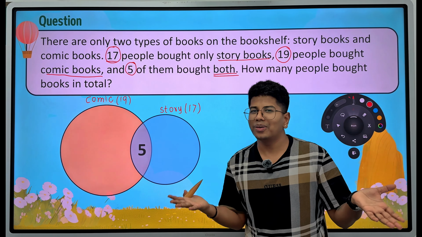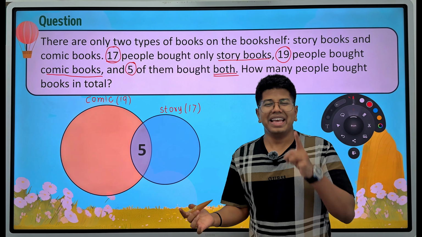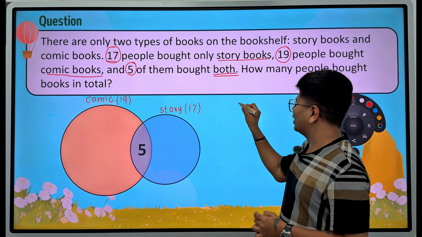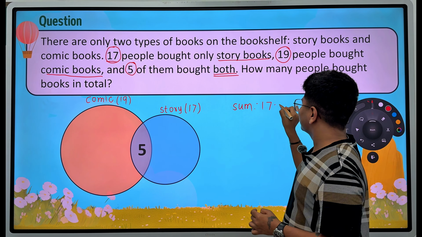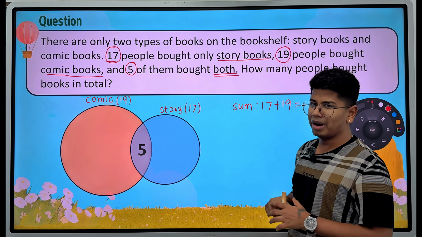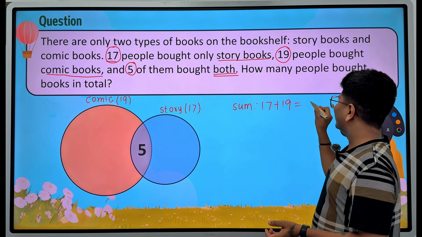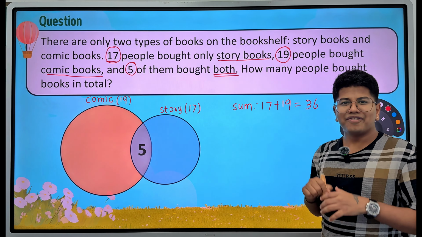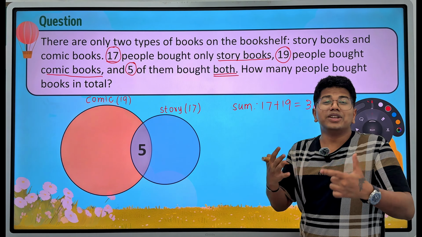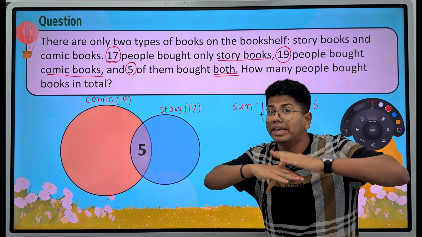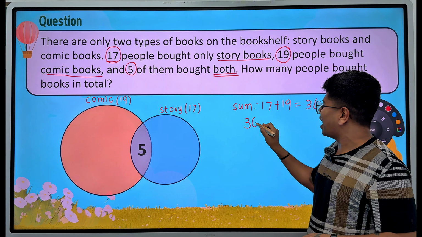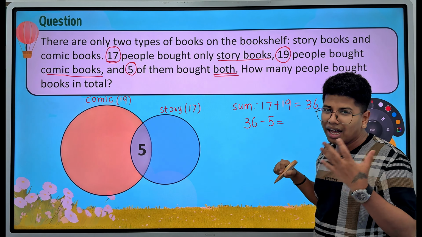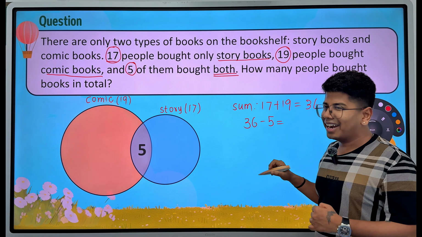Now how to calculate the total, what should we do first? Yes, first find out the sum. So here to find out the sum, that is nothing but 17 plus 19. And if I add both these numbers, what is the answer? Perfect, 36. And from the sum, what do we remove? Yeah, we need to remove the overlap part because how many times is it counted? 2 times. So 36 minus 5. And if we remove, what is the answer? 31. So here that gives us the final answer, that is the total.